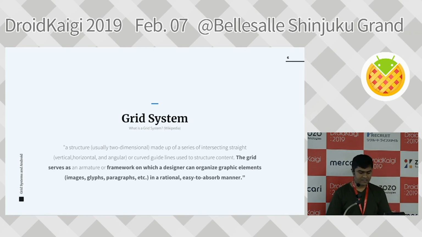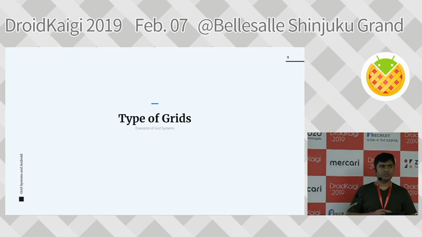So a grid serves as a framework on which a designer can organize graphical elements in a rational, easy to absorb manner. So if you have different pieces of content in your application, it could be text, it could be video, it could be images. You can use the grid to depict them in an easy to absorb and rational manner on the screen. Right? That's the very basic definition of a grid. So let me illustrate that with a couple of examples, right?